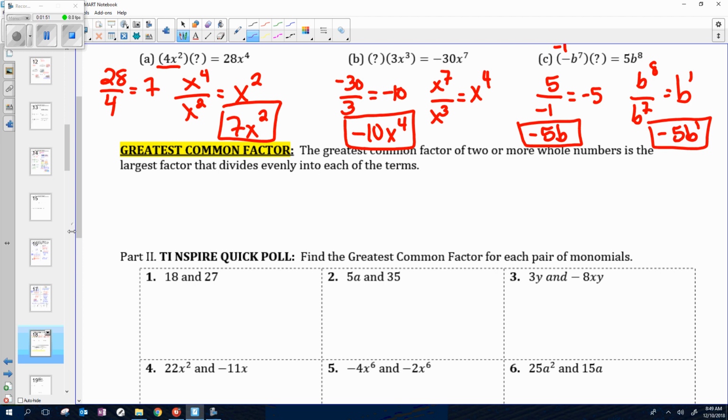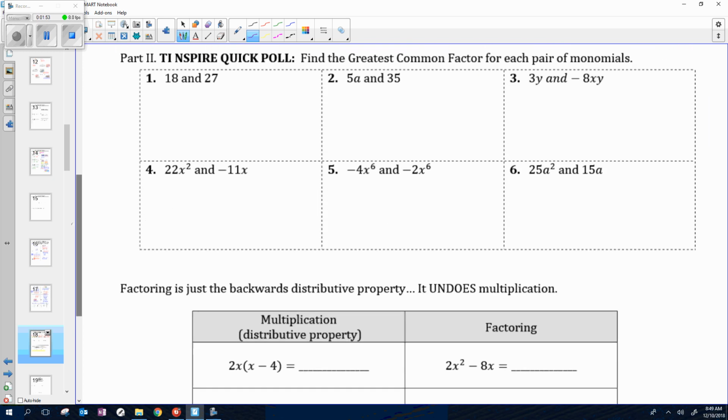So our greatest common factor of 2 or more whole numbers is the largest factor that divides evenly into each of the terms. So we're just looking for what goes into both of our terms, and it's the highest number possible. This part 2 TI Inspire Quick Pull we will be doing in class, so do not worry about that right now. We'll handle that later.